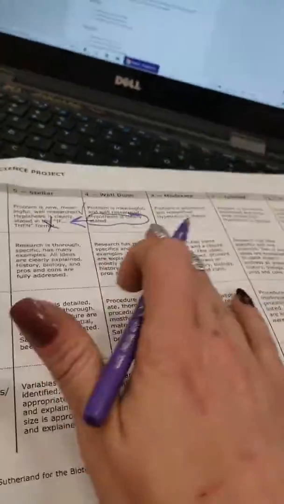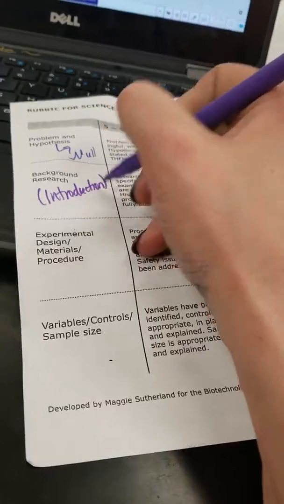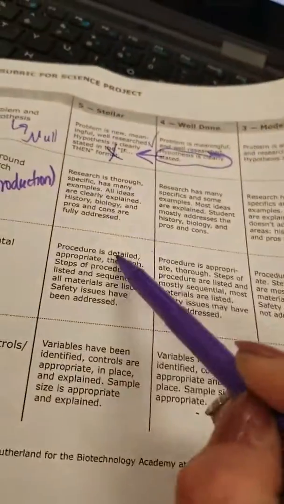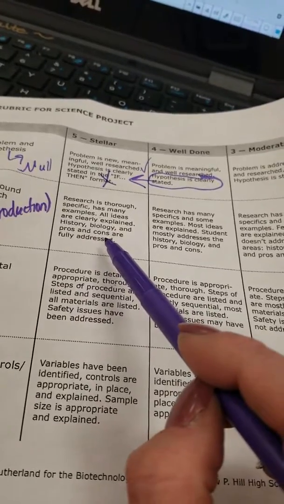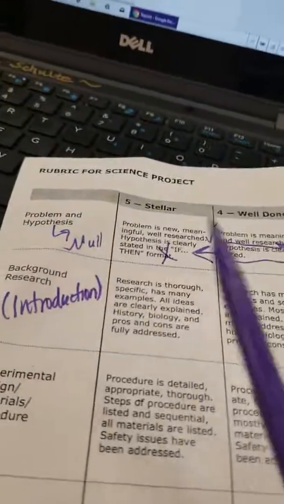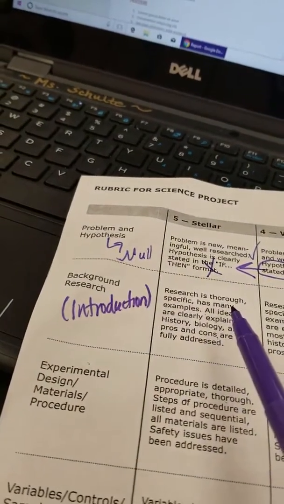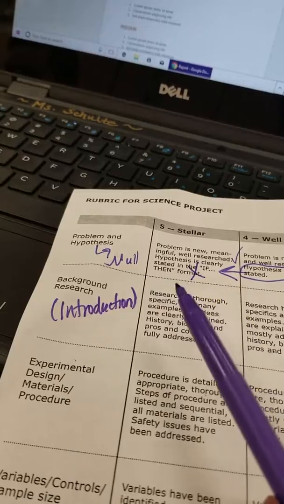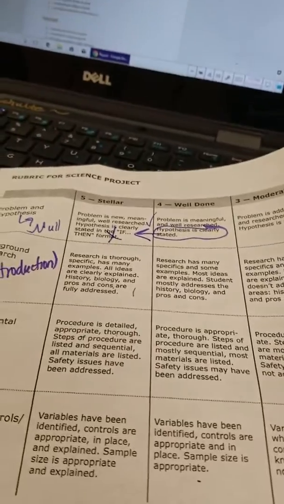Okay, background research. I don't have a section for that in my document, but I'm going to use logical thinking, figure out that's the same thing as the introduction. And I might add some information from here and type it in my document online. So it says research is thorough, specific, and has many examples. Ideas are explained. History, pros and cons are addressed. So in my introduction, I'm going to be talking about other research that people have done related to what I'm doing. If I'm doing how plant food affects the growth of plants, I'm going to look at how maybe they've used that in agriculture, or how they've used that to grow food, how they used it before chemicals.